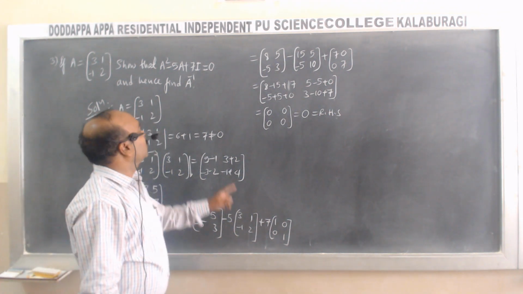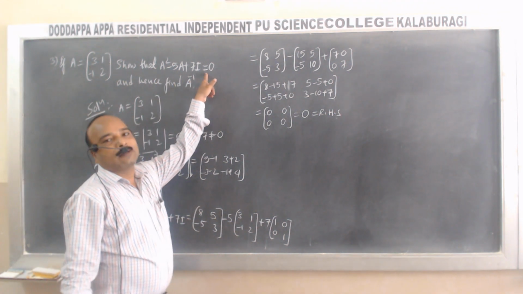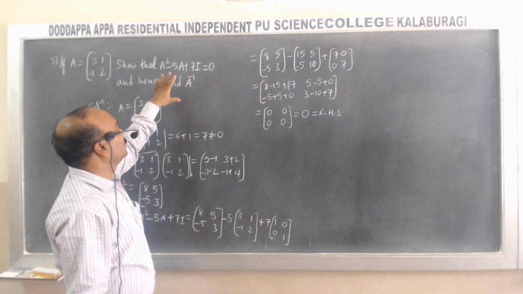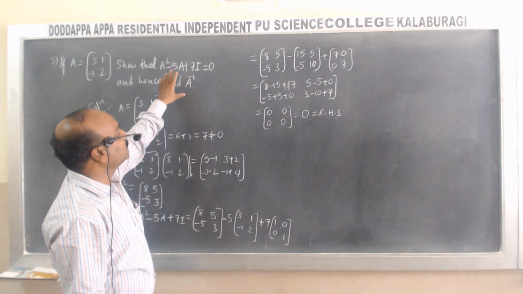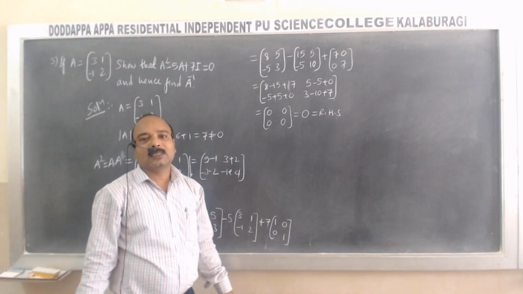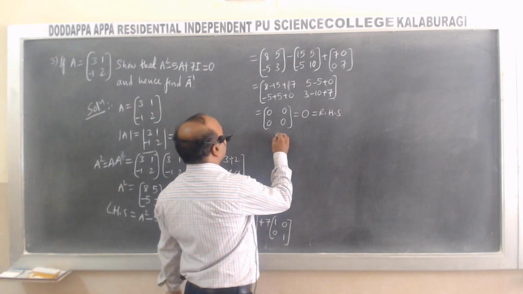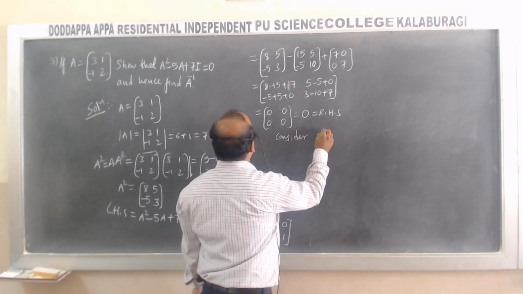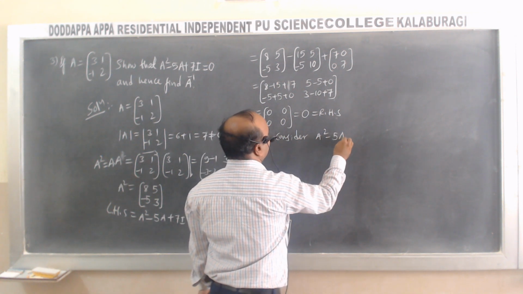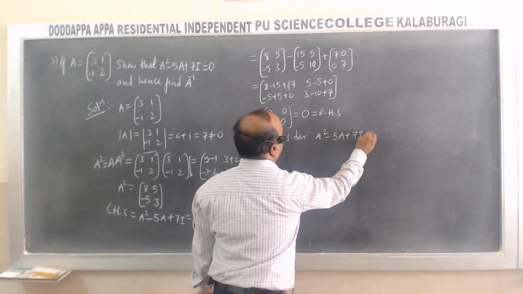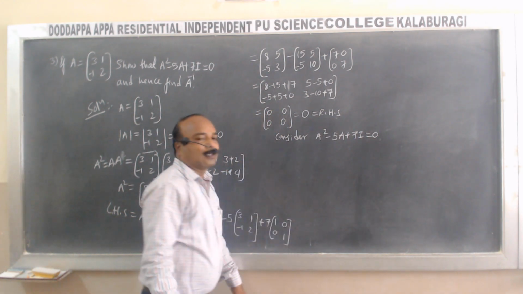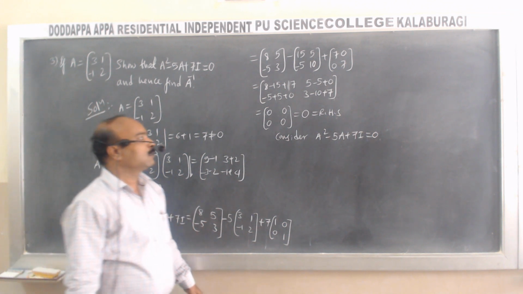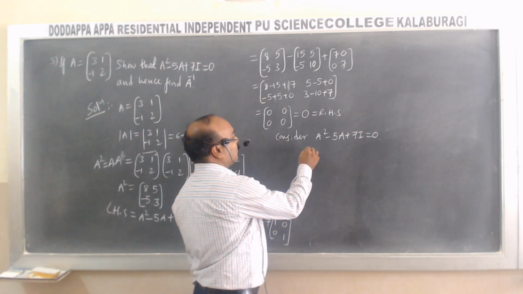We proved that A square minus 5A plus 7I equal to 0. Next we go for the second part of this, that is we find the inverse of this matrix by using this equation. For that we consider this equation, that is A square minus 5A plus 7I equal to 0. Now using this equation we calculate the inverse of the given matrix. For that we follow like this.